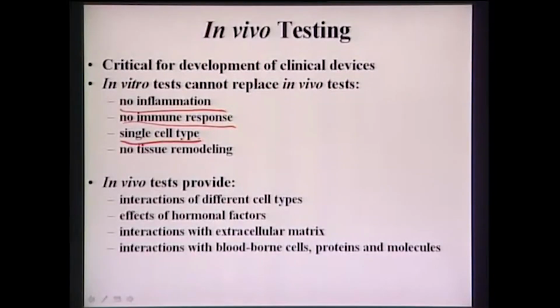They do not involve multiple cell types, but when you put this material inside the in vivo environment, then multiple cell types will come in contact with the biomaterials, or in other words, the biomaterials will come in contact with certain tissues, and those tissues can contain multiple cell types. Then the fourth point is that there is no tissue remodeling that can be assessed in the in vitro test.